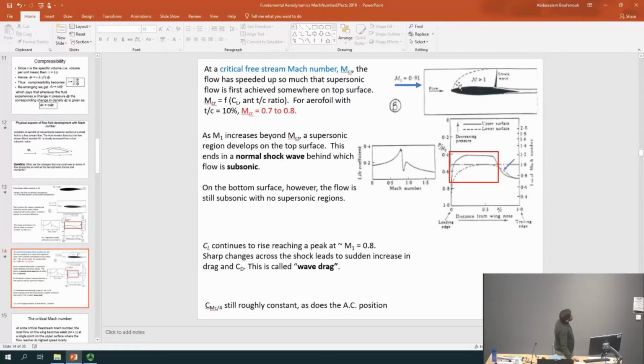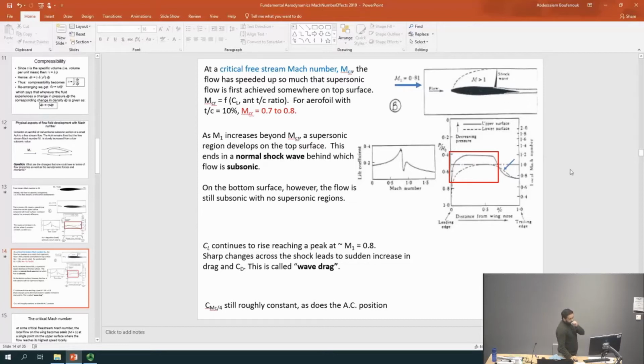And all this region of supersonic flow ends with a shock wave. And that shock wave is typically a normal shock wave. So you guys can see the shock wave is sitting more or less normal to the surface. On the lower surface, there is nothing really yet. The exciting changes, the supersonic flow, is actually only on the upper surface. There is nothing yet on the lower surface.